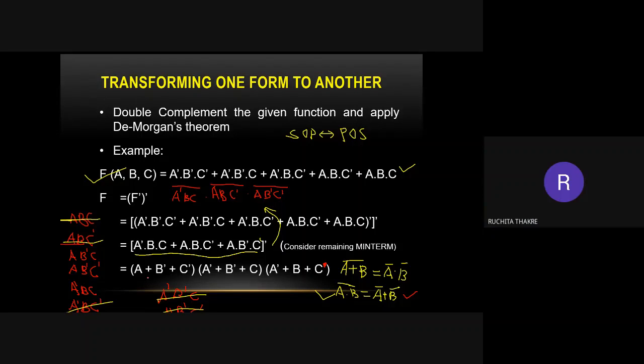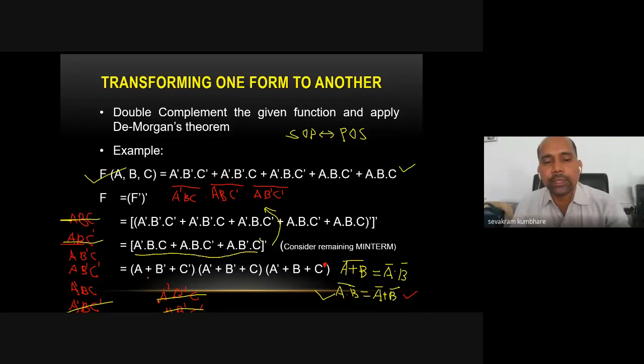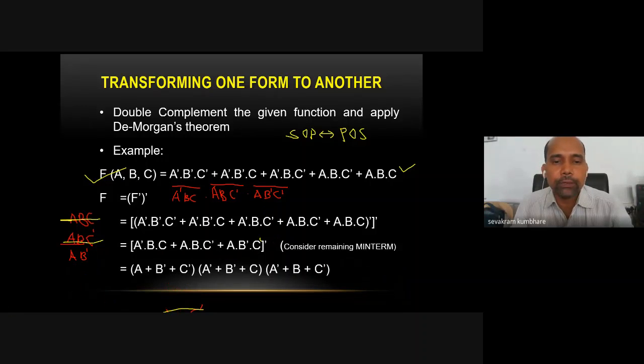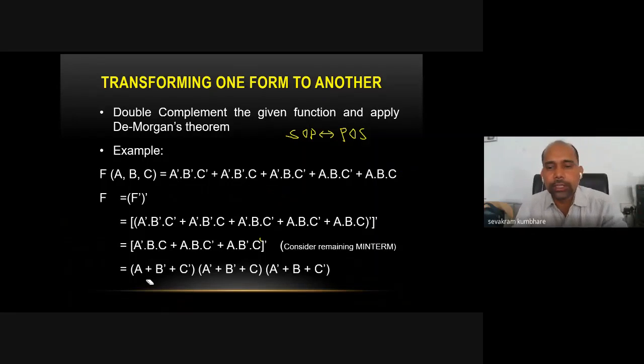So like this, you can convert a given expression from sum of product to product of sum, and product of sum to sum of product. Now, if you want to convert this expression into sum of product, you will again take the double complement of this F. Now this is F, the new F. So you have to take the double complement of this.